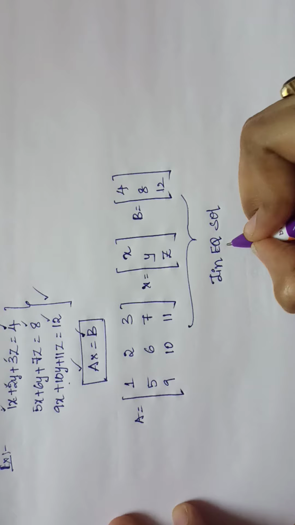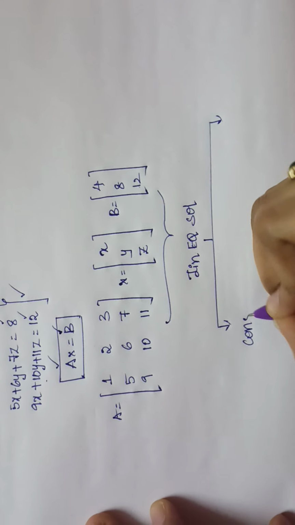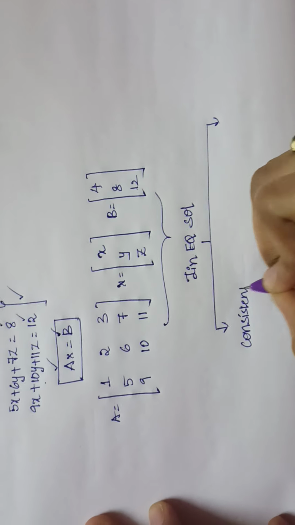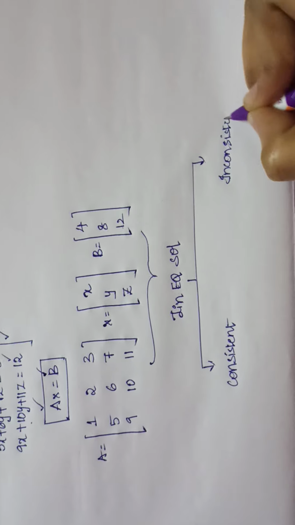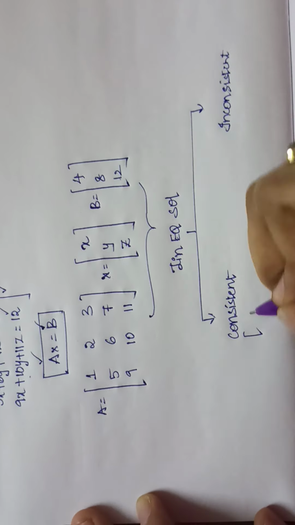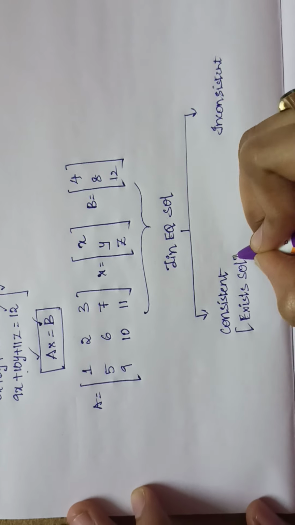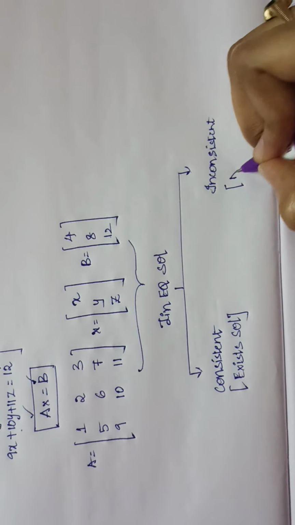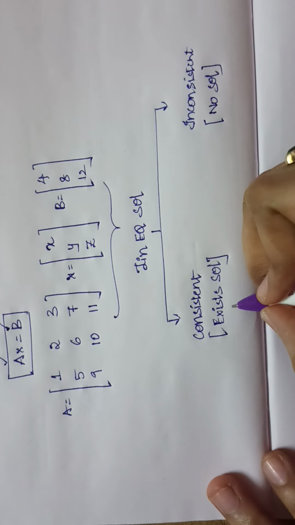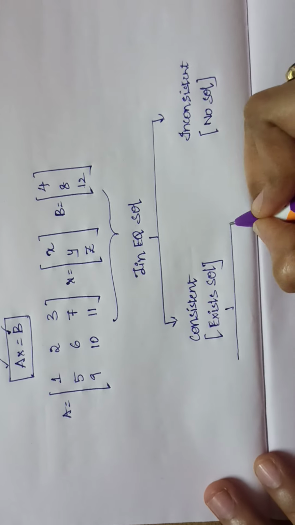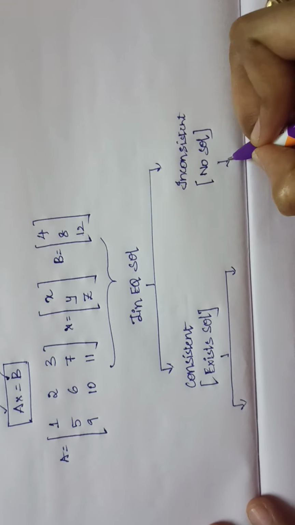The solution is of two types. They are consistent and inconsistent. Here consistent means a solution exists, and inconsistent means there is no solution. And again, consistent is of two types and inconsistent is only one type.